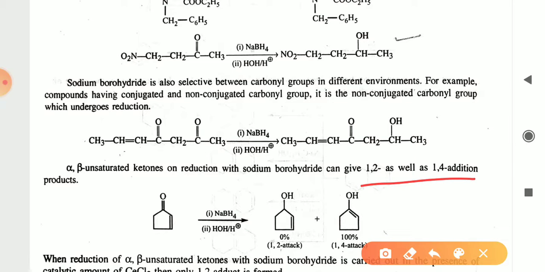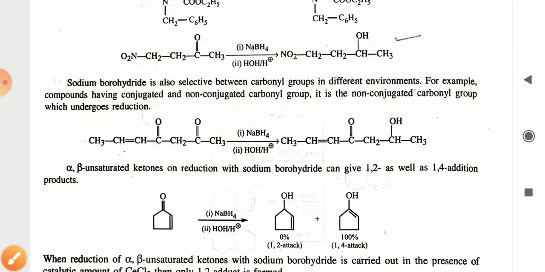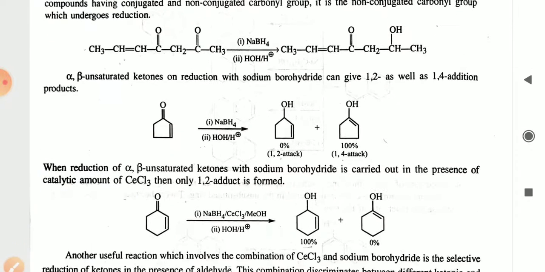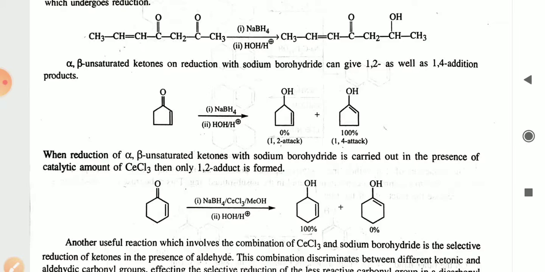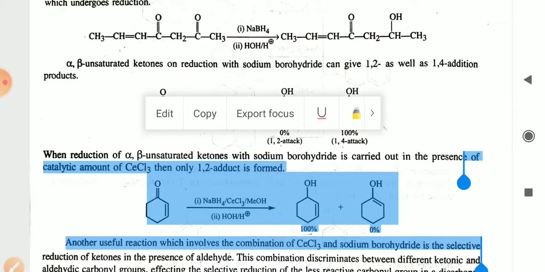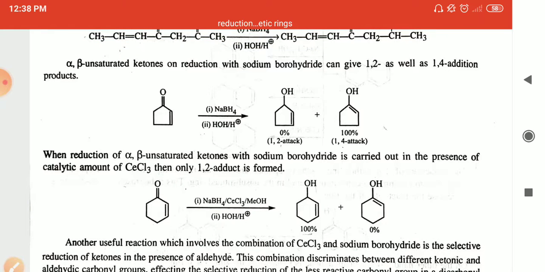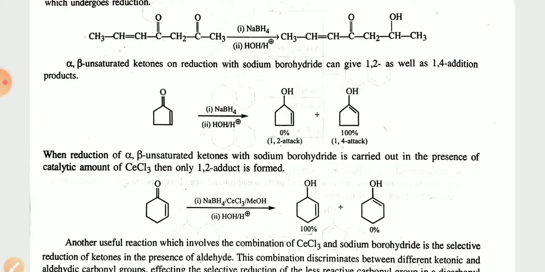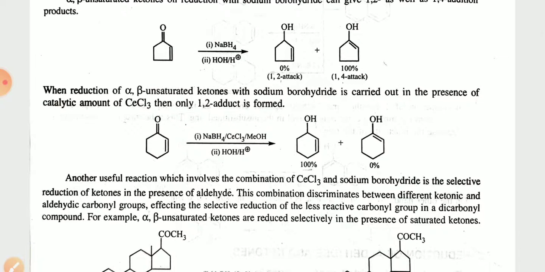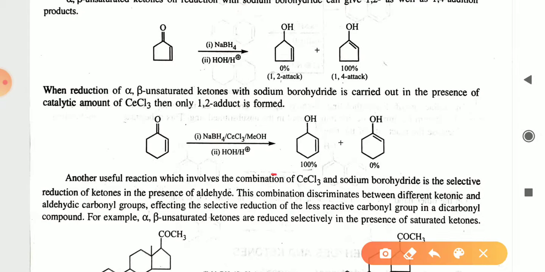You can see this position will be reduced to the alcohol in presence of sodium borohydride. In presence of sodium borohydride it will give 0% yield of 1,2 attack and 100% yield of 1,4 attack. When the reduction of the alpha beta unsaturated ketone with sodium borohydride is carried out in presence of the catalyst CeCl3, then the 1,2 addition is formed. You can see in this example the 1,2 addition is formed.